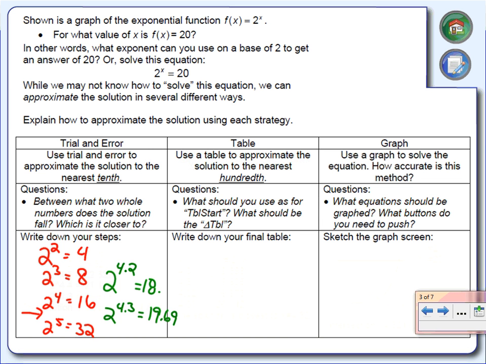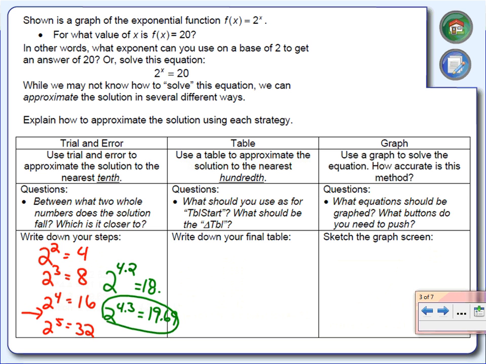And then we could keep trying and trying and trying until we get to that 20. So, for right now, we're going to call 4.3 the solution. Now, depending on what we're working with, that might be good enough. 4.3 might be good enough for an answer, depending on what we're working on. But there are other methods that we could use to find this 20.